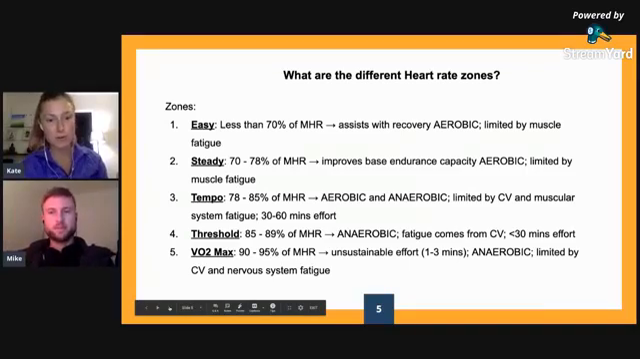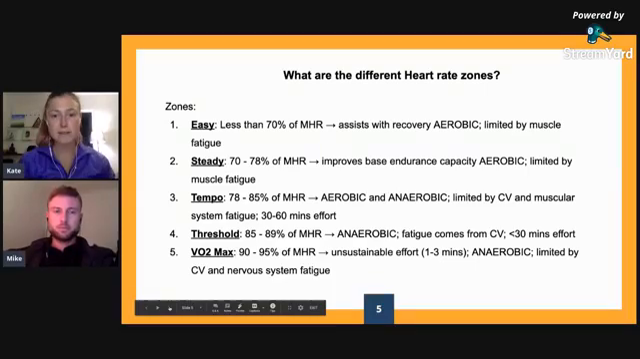Then zone 2 is steady, so 70 to 78% of max heart rate. These are approximate numbers. Obviously, they can shift slightly. It's slightly harder than zone 1, but still in that aerobic phase. So you're still building your base endurance here. And again, it's limited by muscle fatigue rather than how quickly you can take in oxygen, all those sorts of things.